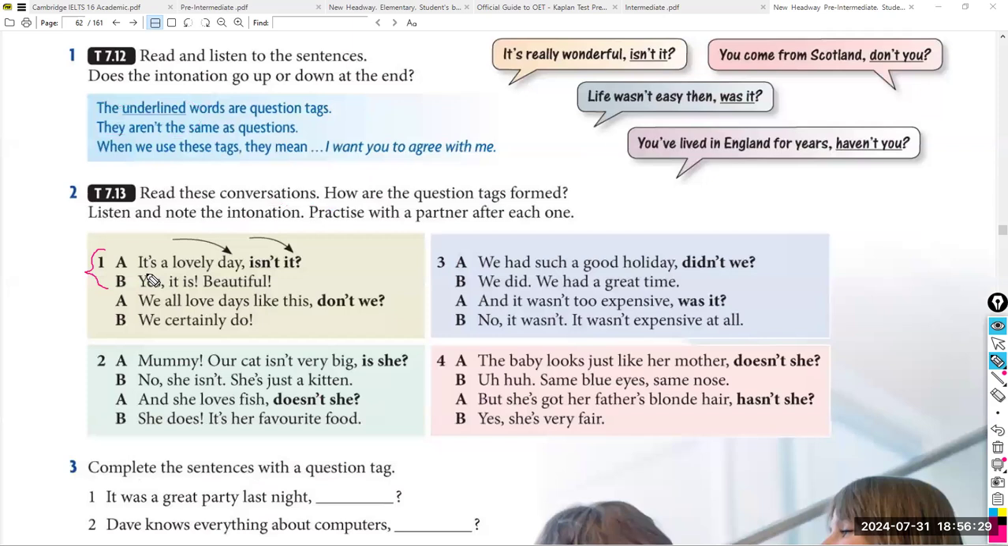Notice this sentence, for example, is saying, it's a lovely day, isn't it? So notice that this is a question. But why did I write isn't it? Why aren't they, for example? Now the next sentence that we have, we all love days like this, don't we? So the same question, why did I write don't we? Why aren't we, for example, or hadn't we? Okay, this is, guys, the question tag.